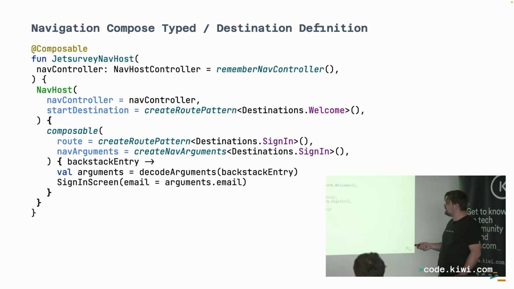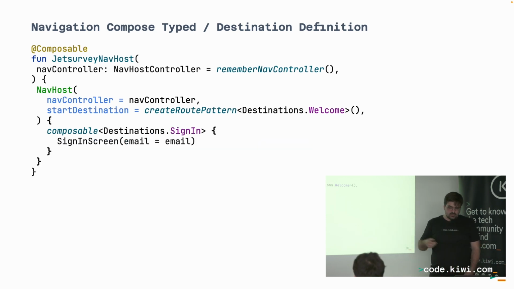So this is it. And because it's quite verbose to repeat those create root pattern and create arguments for every destination, we have a shortcut, which is basically a generic composable. You will just pass the destination type, and the this in the lambda is the destination object itself, so you can read the email from it and just pass it to the sign-in screen.